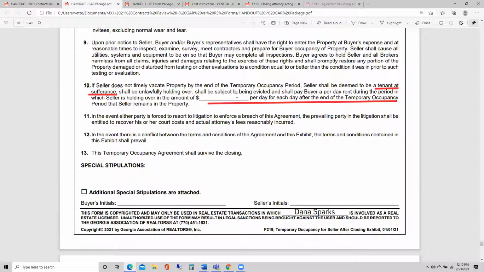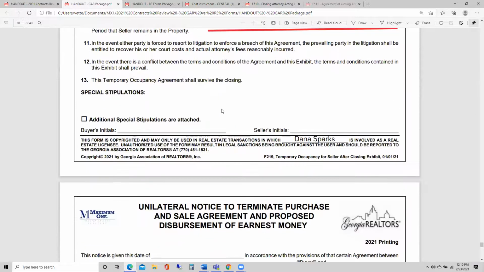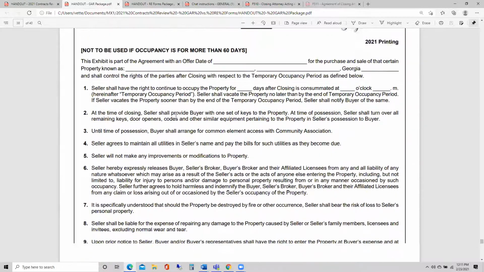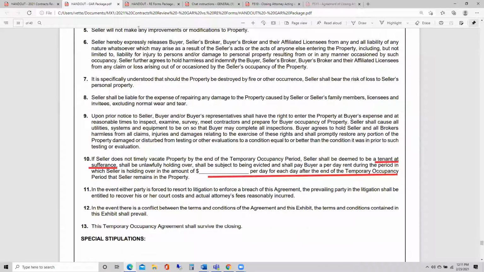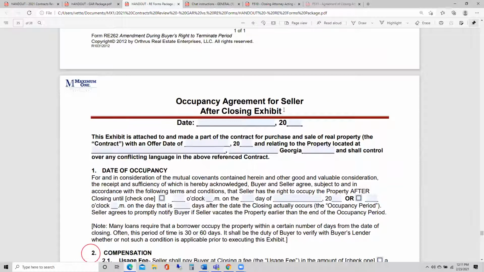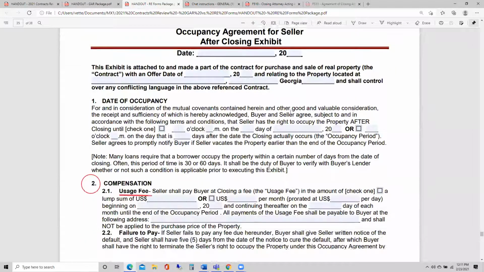But good luck collecting it. If the seller hasn't moved out, the seller may not pay. But this is the only dollar amount. This is great if you represent a seller because the seller gets to stay in the house that somebody else owns after closing. The RE Forms occupancy agreement for the seller after closing, looky here.